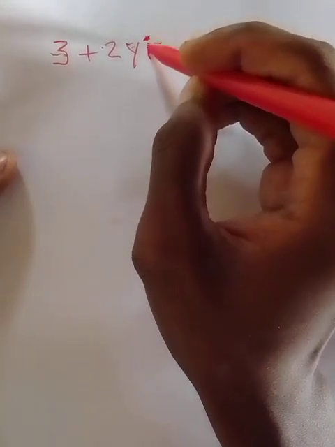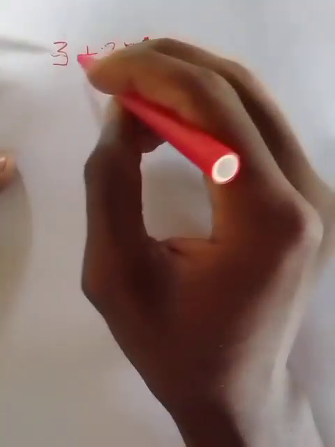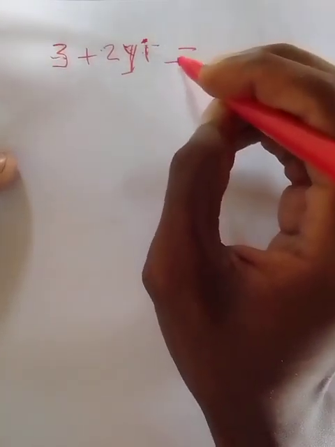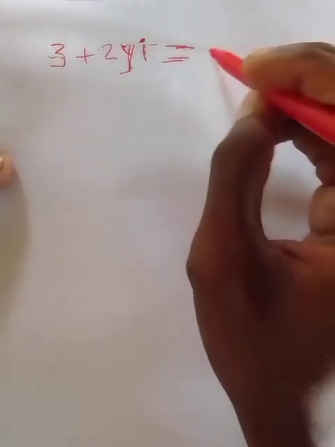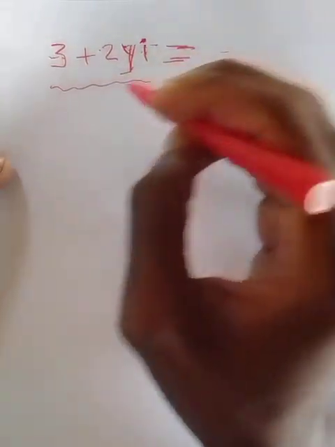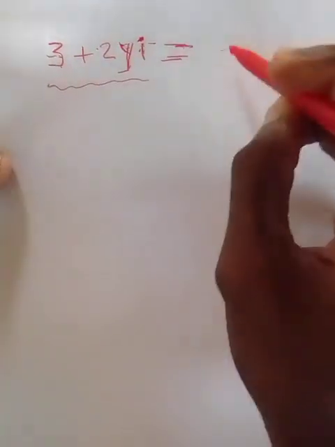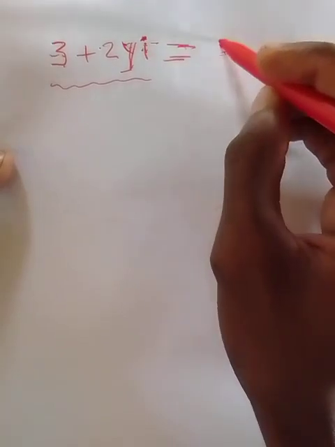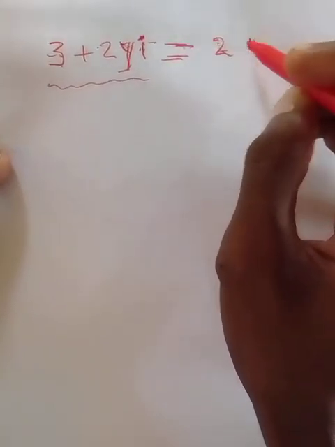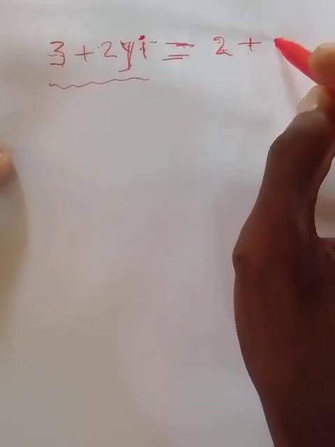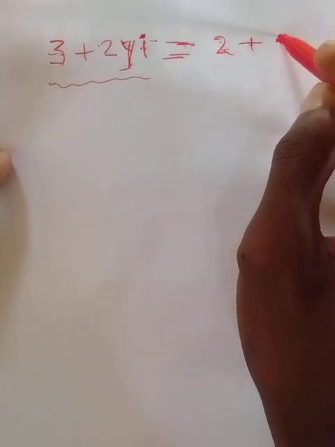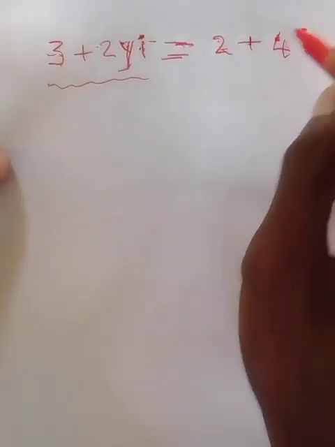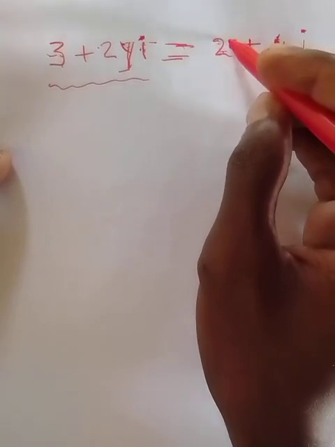So let's say they're giving you this complex number, which has an imaginary part and a real part, and they have equated it to 2 plus, maybe let's say, 4i. And I think here, let me put x here.